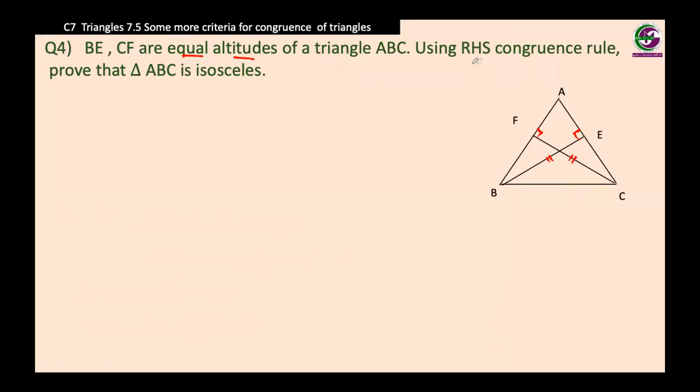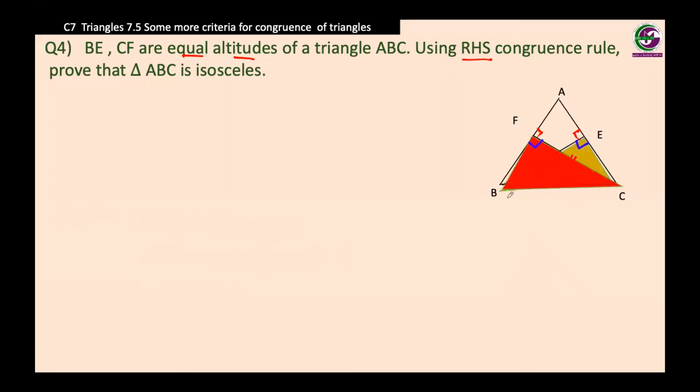But here we are asked to use RHS congruence. RHS means the side opposite to the 90 degrees is AC and AB, and we are not given that they are equal. So we don't have a hypotenuse. So what we have to do here is take the 90 degrees from the other side. These are 90 degrees. And to this 90 degrees, BC is the hypotenuse for both the triangles and they are common. So they are equal.